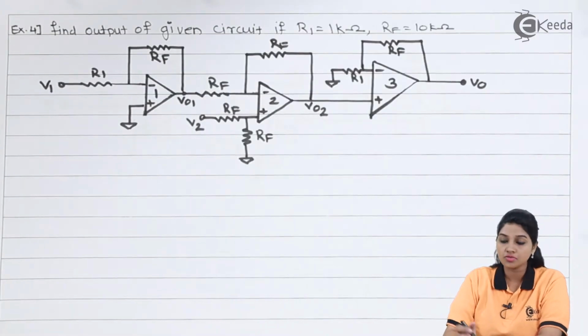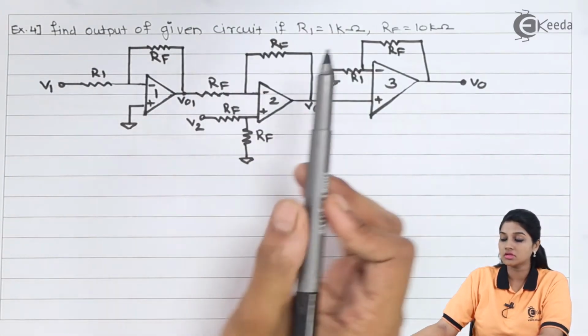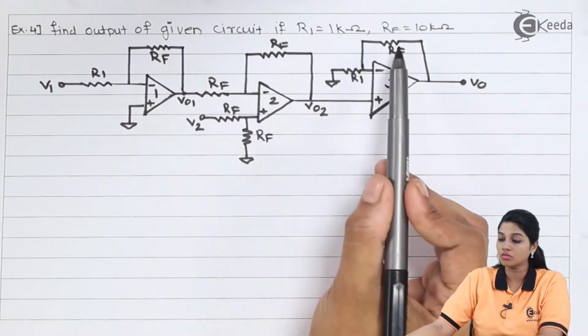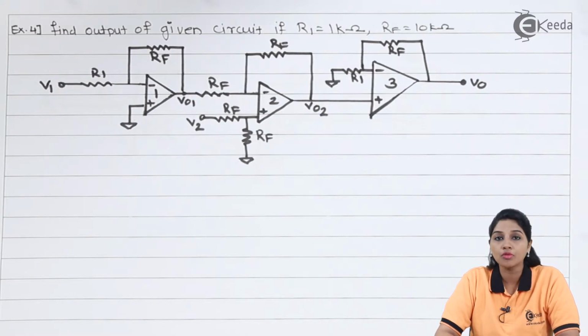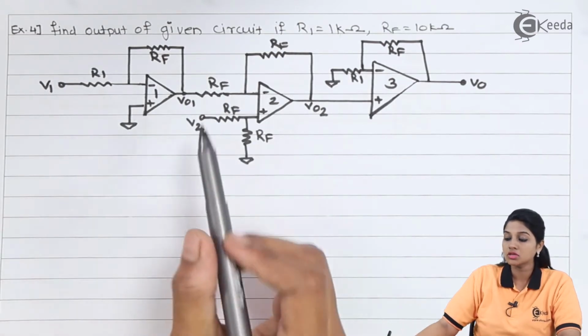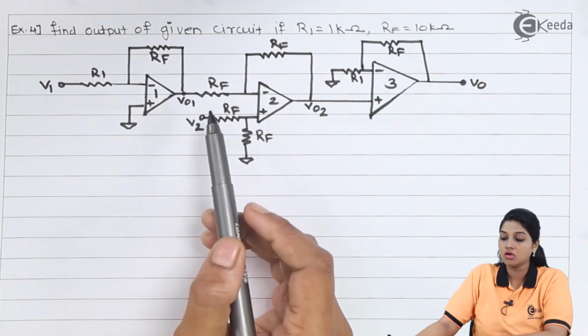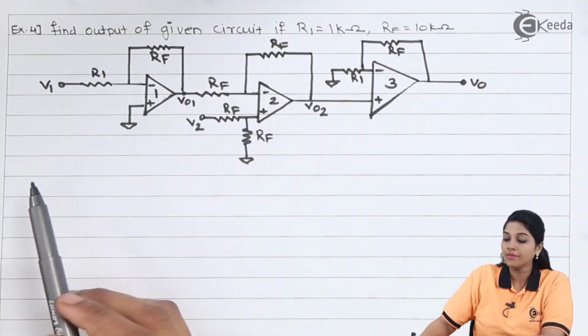The statement of the next problem is: find the output of the given circuit if R1 equals 1 kilo ohm and RF equals 10 kilo ohms. Now in this case, we need to find the output equation rather than finding the values of RF and R1. The circuit is given and we need to find the final value of the output voltage by using the various values of RF and R1. So first, let's see the circuit diagram.